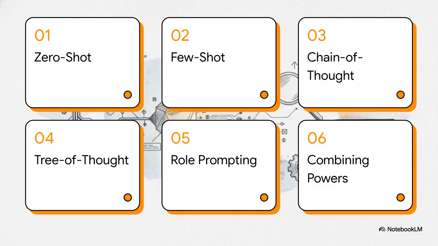Here's our roadmap for today. We'll be moving from the baseline of zero-shot prompting right on through few-shot, chain of thought, tree of thought, and role prompting, before finally capping it off by combining all these powers together.